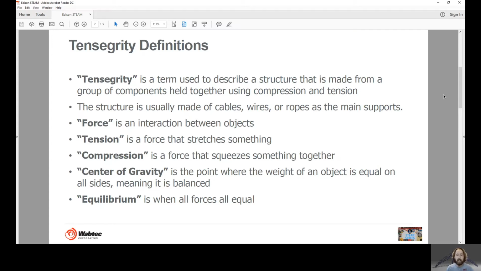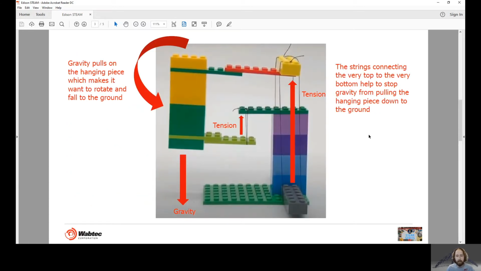So what we're going to do today is we're actually going to build a tensegrity structure out of some Legos. And it's going to look a little bit like this. So what we have here is one piece that's hanging and one piece that's on the ground. And you can see there's a little piece of string here in the middle, and there's some strings over on the side that are connecting the top and the bottom. So first we're going to build our Lego pieces, and we're going to show you how to do that momentarily.